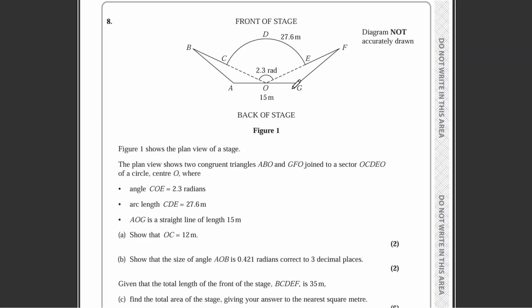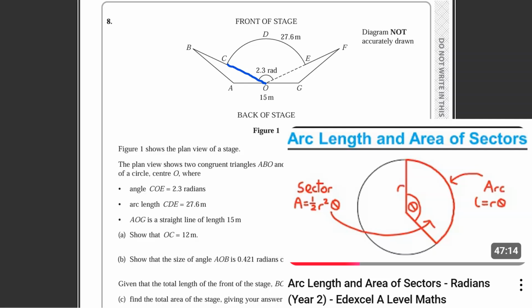We're told the angle COE is equal to 2.3, so this is this angle here. We're told the arc length is equal to 27.6, so this is up here, and we're told that AOG, which is down here, is a straight line and it has a length of 15 meters. And for part A, we need to show that OC, this line here, is equal to 12 meters and it's worth 2 marks. Okay, so this is a question about arc length and sector area that we talked about in the radians chapter back in year 2 of chapter 5.